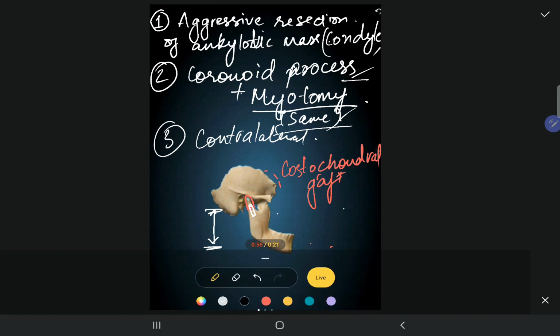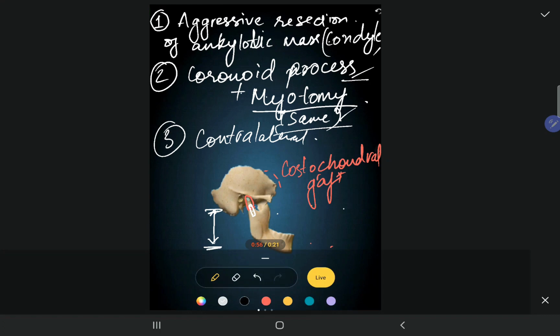So, in the Caban's protocol, we remove the condyle, we remove the coronoid process and the muscle attachment. We check for the maximum mouth opening. If it is less than 35 millimeter, we do the contralateral coronoidectomy also. That means we remove the coronoid process on the other side also, and then we are going to reconstruct whatever is lost. So, we take the temporalis fascia and place it between the condyle and the coronoid process. So, that is going to be reconstructing like an interpositional graft, right.